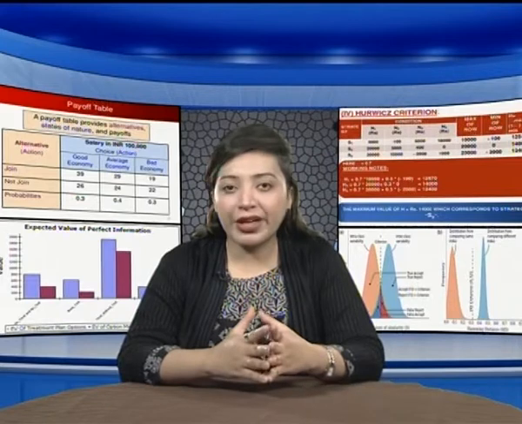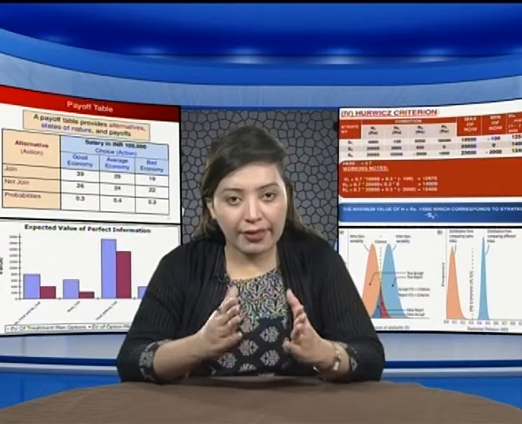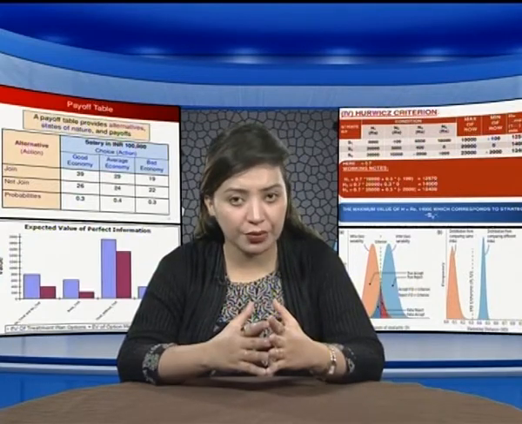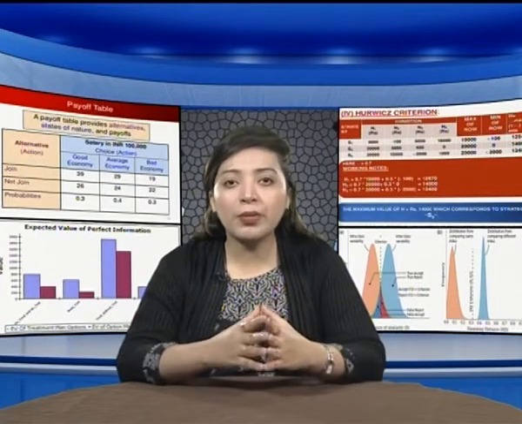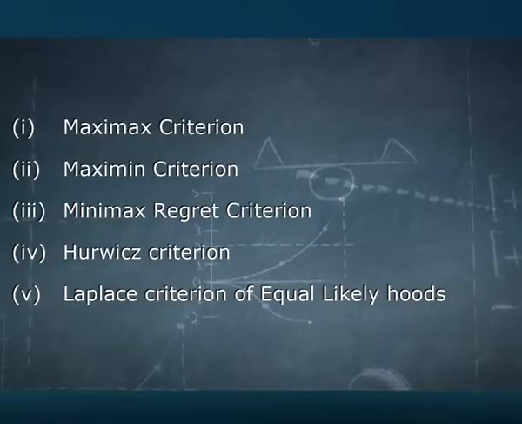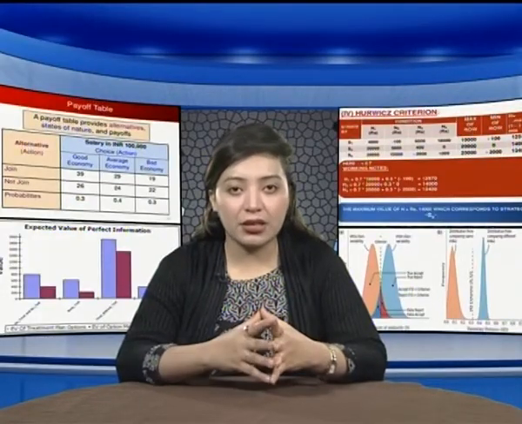The expected payoff criteria discussed in the previous section is probabilistic because it requires that a probability distribution be assigned to the states of nature. There are several criteria that do not require the assignment of probabilities in order to reach a decision. Some of the common non-probabilistic criteria used in decision making under uncertainty are: the first one, Maximax criteria, second, Maximin criteria, third, Minimax regret criteria, then we have Hurwicz criteria, and the fifth one, Laplace criteria of equal likelihoods. In this section, we shall discuss these criteria in detail.